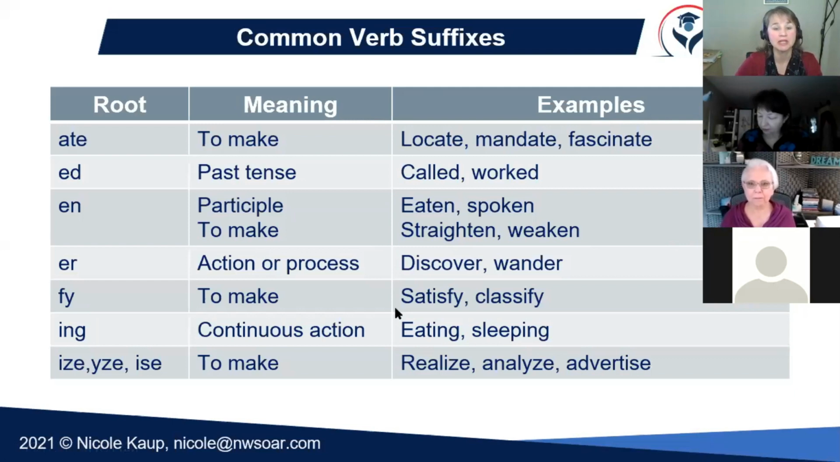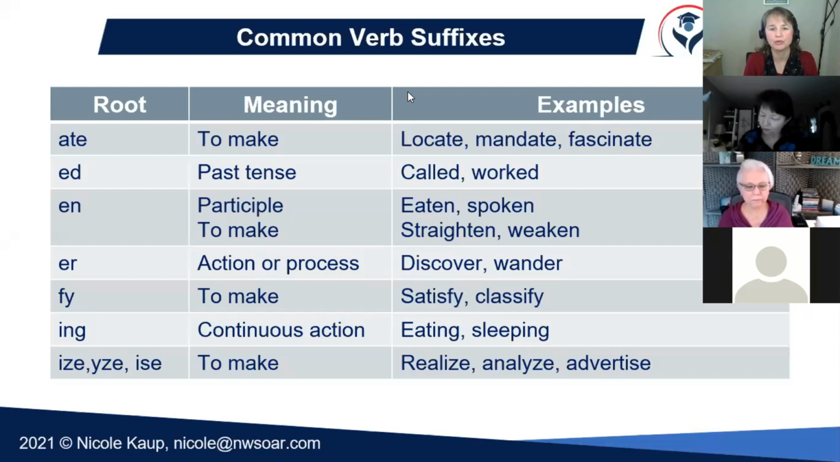ER, sometimes ER can be a verb ending. Very often it's a noun ending, right? But sometimes it's an adjective too. When we're describing, you have good, better, best. So it can be an adjective. ER can be a person, like in teacher. And sometimes it can be a verb, discover or wonder. FY is a typical verb ending: satisfy, classify.